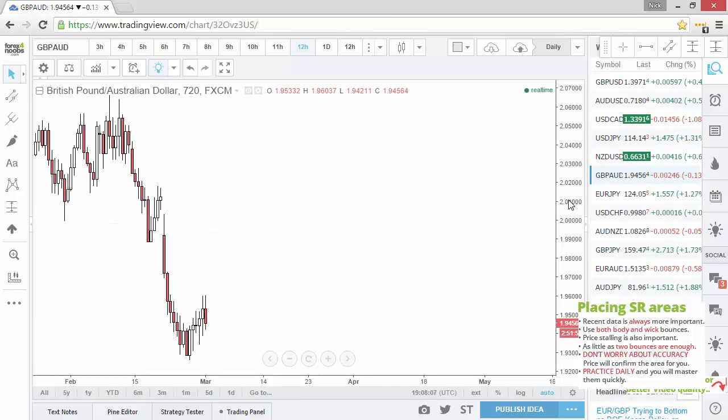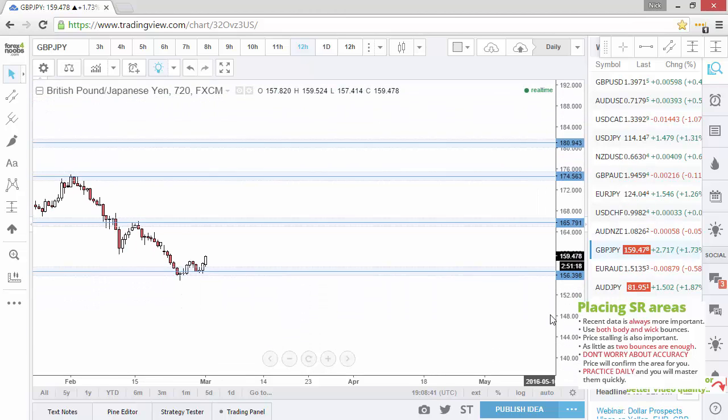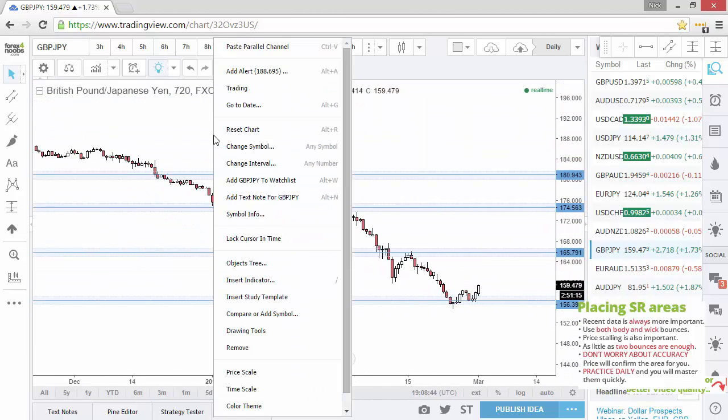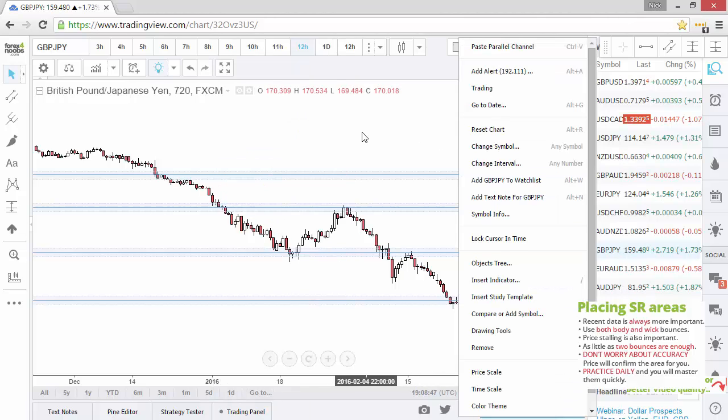GBP AUD. Someone wanted... What pair were you guys asking for? There was one that was somewhat popular. It was GBP JPY, I think. We already did USD CAD. I think it was GBP JPY. I already have support resistance areas on GBP JPY. Well, let me go ahead and remove them.